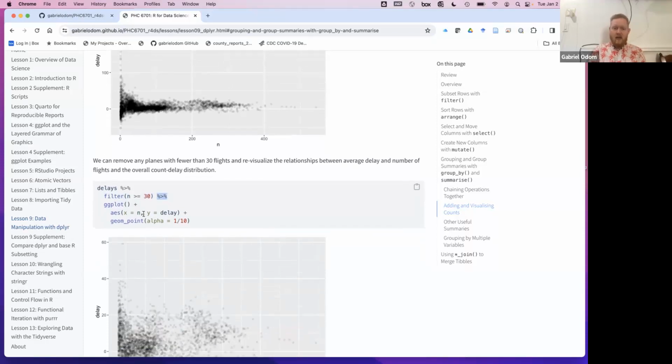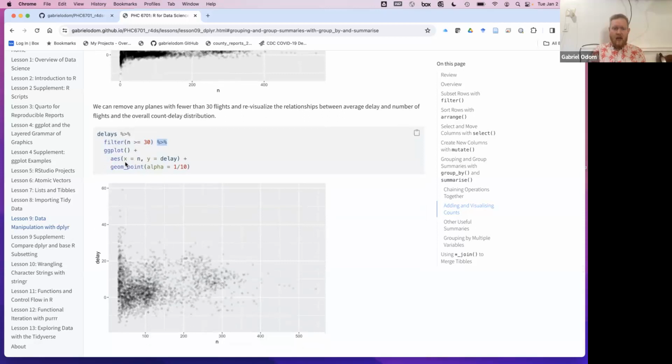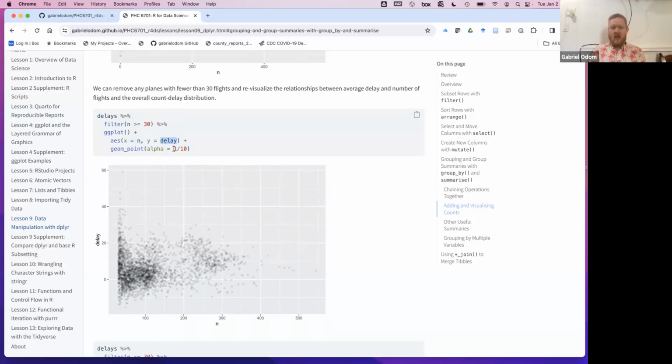And then we're going to plot this. We're going to look at the horizontal axis being the number of flights taken, the y-axis being the delay, and then we're setting our alpha here to make sure that the points don't crowd each other out. You can see that there's not much of a relationship here, if there is a relationship at all. But you can sort of see what's happening with the data.